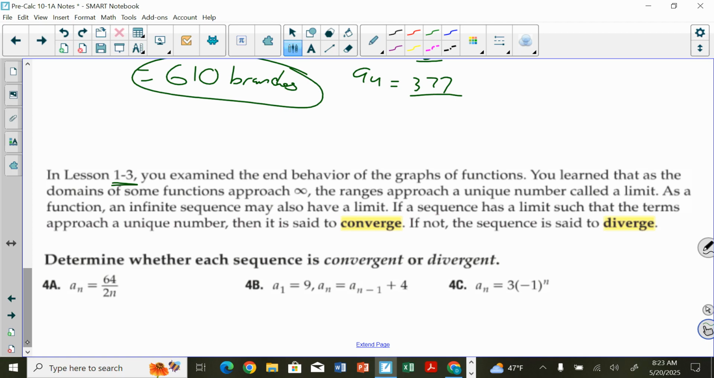We learned that if some functions approach infinity, then their ranges approach a unique number, and we called that a limit. It wouldn't quite go to 0. It would come closer, but it wouldn't touch it, right? So we look at those as limits. As with a function, an infinite sequence may also have a limit. So if we find out that the sequence has a limit, such that the terms approach that unique number, then it's said to converge. And if not, we say it diverges, okay?